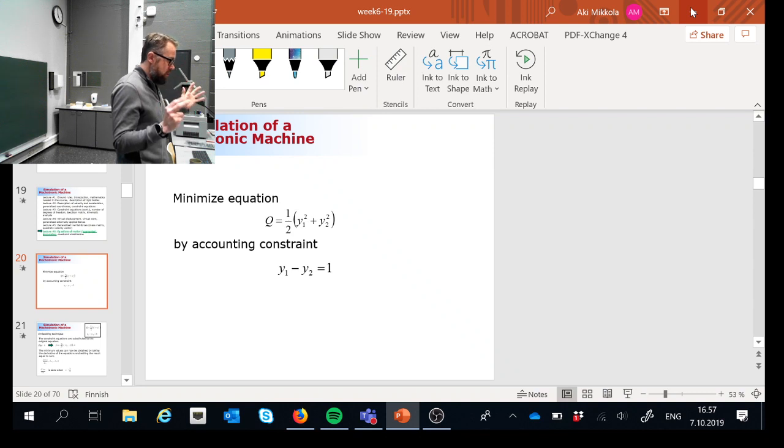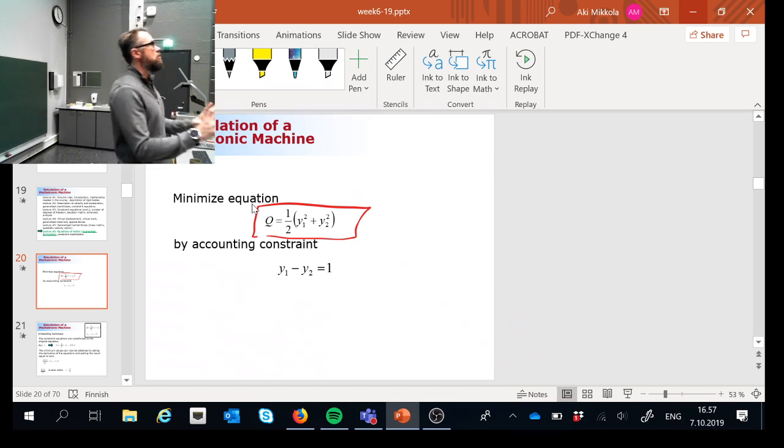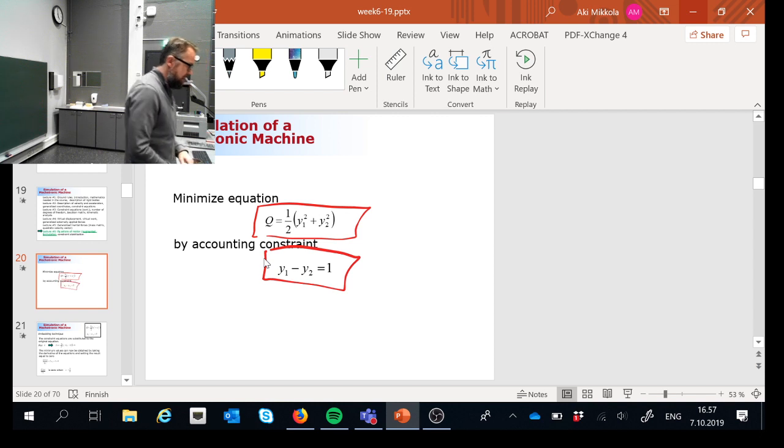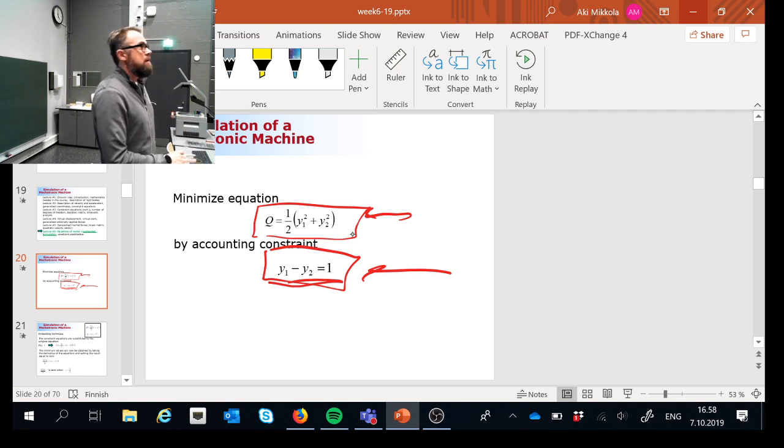So I have a question here that I would like to minimize the equation which is written here, such that I am fulfilling the constraint. And my constraint is this one here. My function is 1 divided by 2, multiplied by y1 power 2, y2 power 2. That's my original function, and this is my constraint. I need to minimize this function such that I'm not violating the constraint. How can I make it happen?